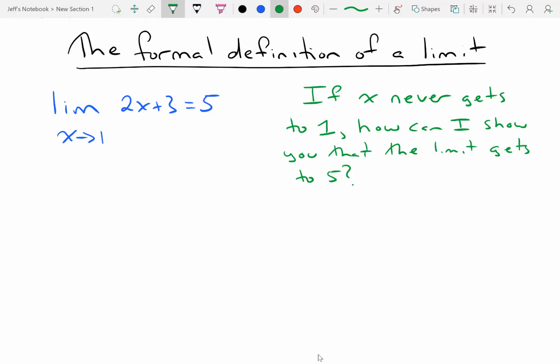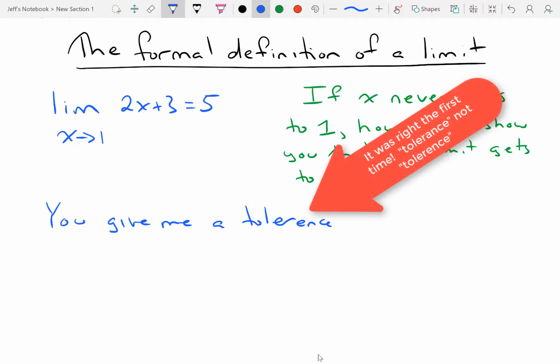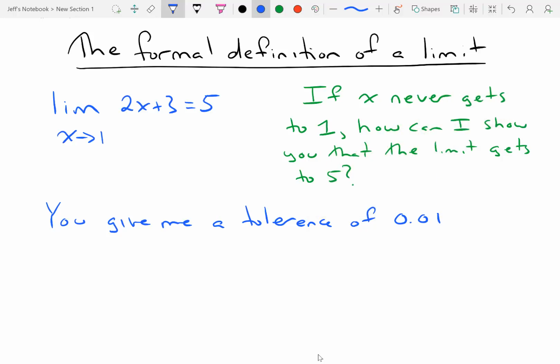And the way that we will do this is, rather than showing you that the limit gets to 5, we're going to show you that it gets really, really close to 5. And the process is this. I'm going to say that you will give me a tolerance. And in my first example, I'm going to say that you give me a tolerance of 0.01. And that is something that will change in all of these problems. But for right now, that's a pretty good tolerance.